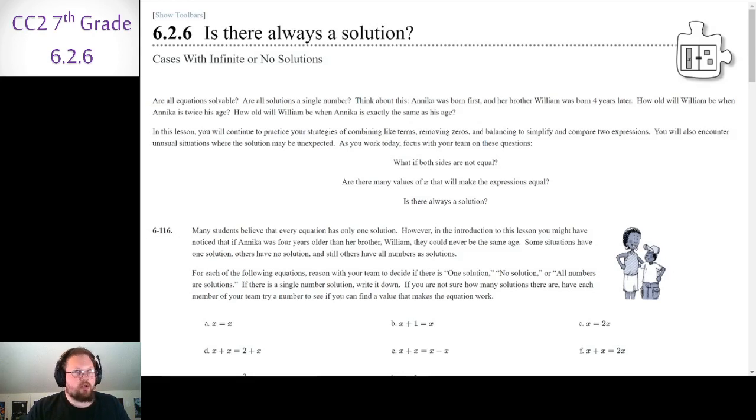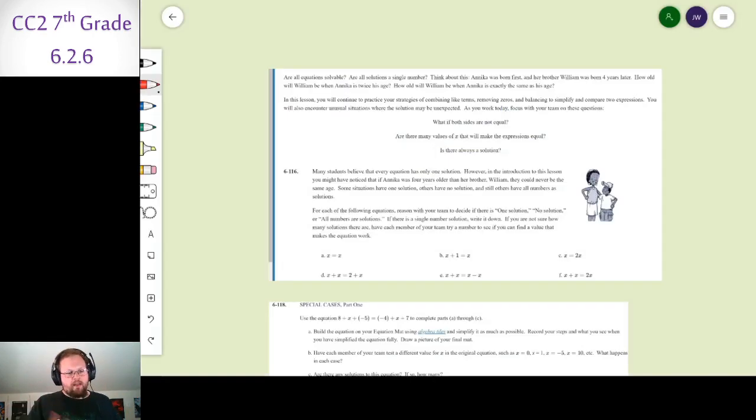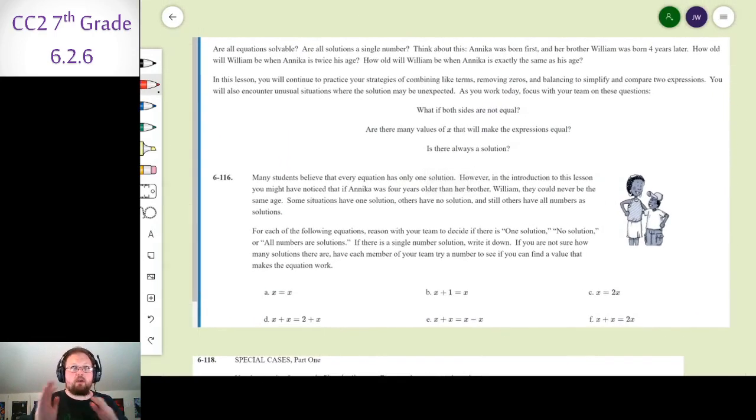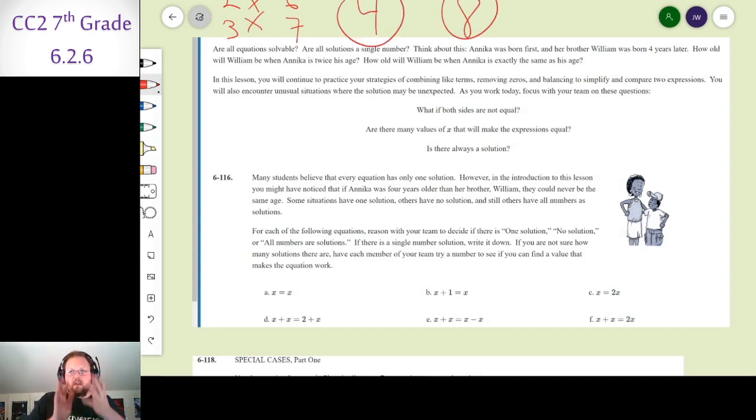If William is younger and you want Anika to be twice his age, and they're 4 years apart, you can guess and check. If he's 1, she's 5. That's not twice the age. If he's 2, then she's 6. Still not twice the age. 3 plus 4 is 7, not twice the age. 4 and 8, hey, there we go. So if he's 4, she's 8, that is exactly twice his age. That is one solution to this problem.